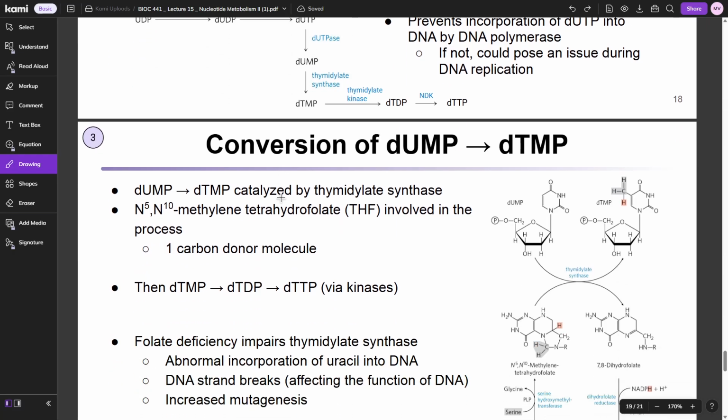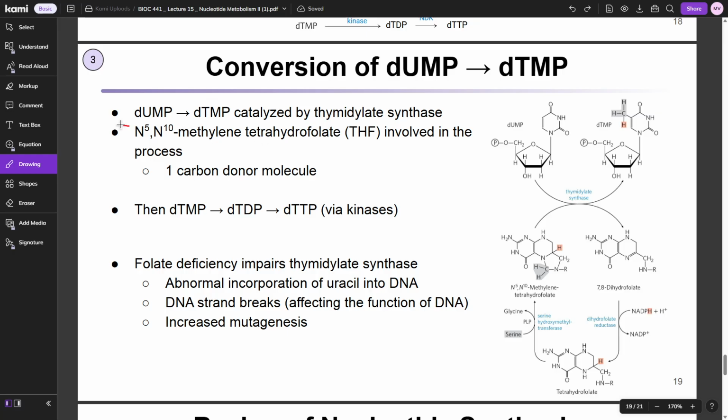THF is used in a bunch of other things. You'll eventually do it with amino acid stuff. It'll come back. And that's what they talk about here. N5, N10 methylene tetrahydrofolate. So that is what donates the CH3 group to the UMP to make the TMP. So also I would write this down on your note card if you feel like you're going to forget this.